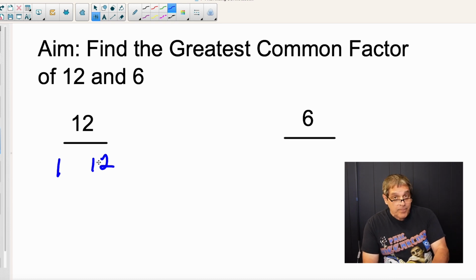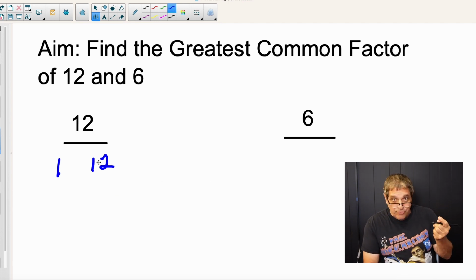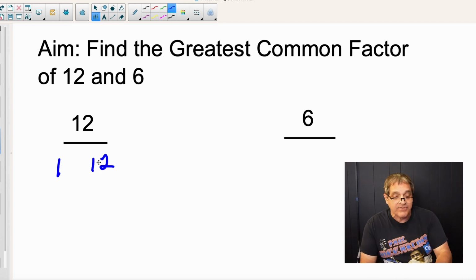If you remember, prime numbers only have two factors, which is 1 and itself. Like 3. The only factors of 3 are 1 and 3. The only factors of 7 are 1 and 7. But if it's not a prime, it has more factors than that. So 12 has 1 and 12. What else? What I recommend is you go in order. Start at 1, go to 2, go to 3 if you can.